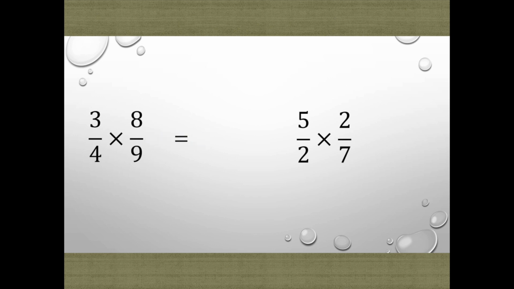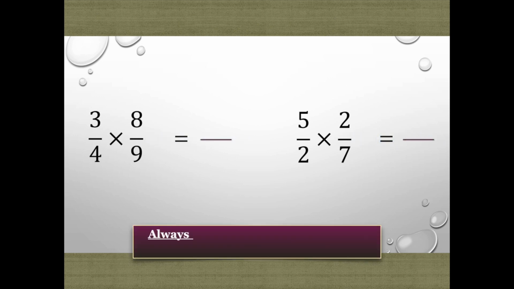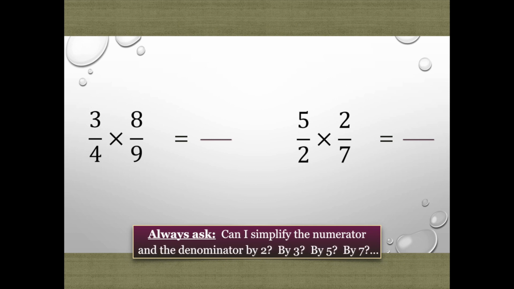Next two problems, 3/4 times 8/9. That one will be simplifiable, I'll say. 5/2 times 2/7. We're going to pause the video and do those together, and I will show you exactly how to simplify them, either before multiplying the fractions or after multiplying the fractions. Either way is perfectly acceptable as long as your final answer is completely simplified.